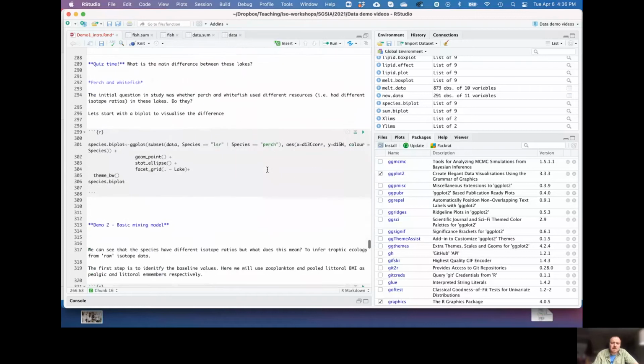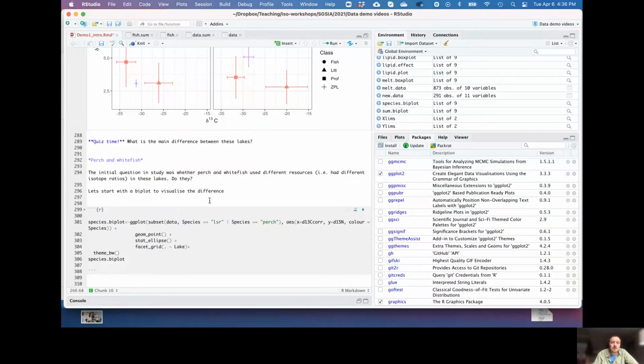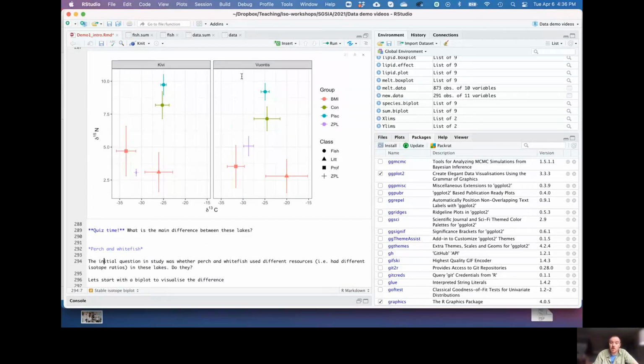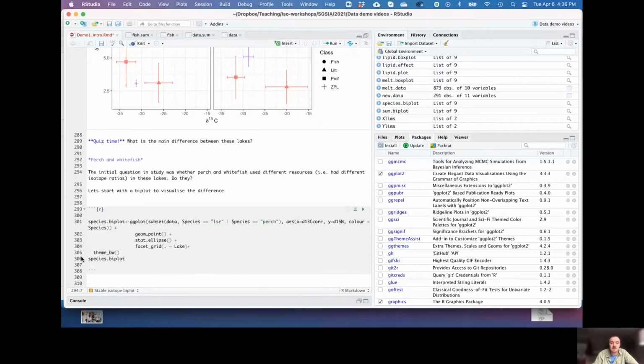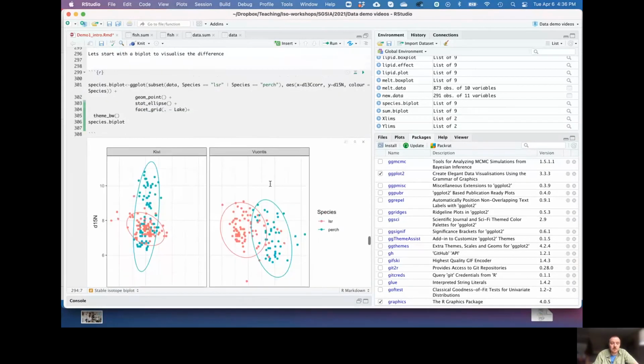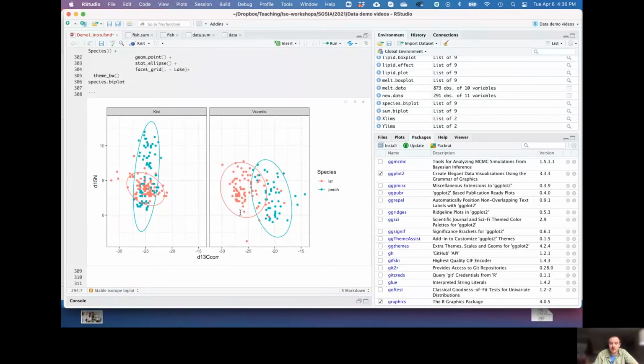The next thing we want to have a look at is the actual study species. And again, we can do the same type of thing, looking at the overall food web, by just focusing in on our species of interest. What we've done here, similar to before, is subset to pull out the species of interest and generate the same plot. So let's click that and let it run through. Right, so what do we see? Lake Kiwi, Lake Vuontis. LSR whitefish are in red, perch are in blue.